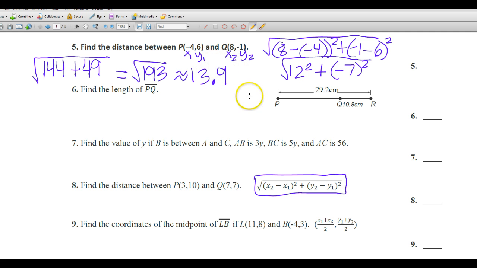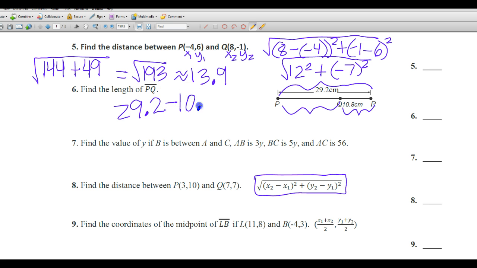Number 6, find the length of PQ. To find the length of PQ, which would be this portion, we want to take the whole and subtract this part away. So 29.2 minus 10.8 gives us 18.4 centimeters.